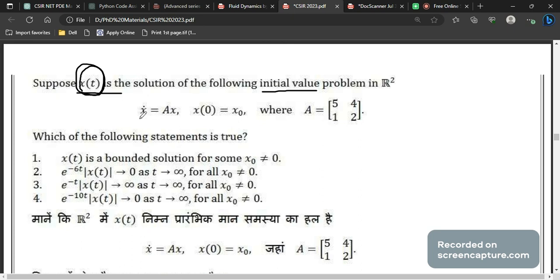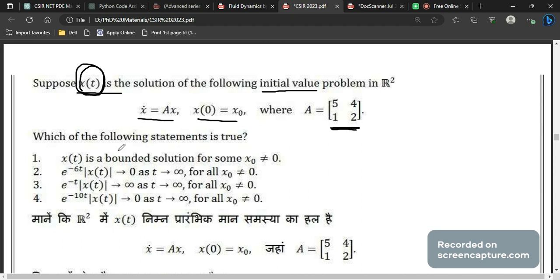So it is saying that x dot equal to Ax, right? And x at the point 0 is given, x0. And what is this x dot equal to Ax? What is your A? A is a matrix. So what type of matrix is it? It is a 2 by 2 matrix, right? This matrix 5 4 1 2.